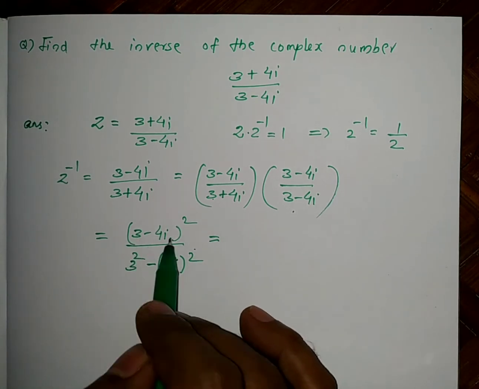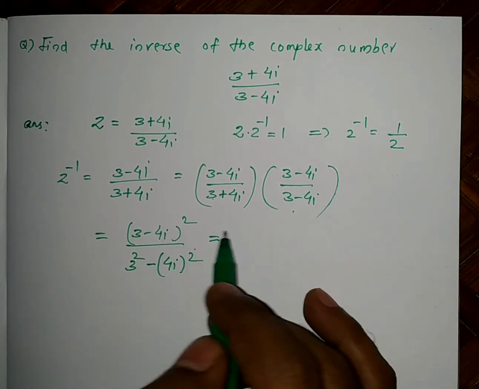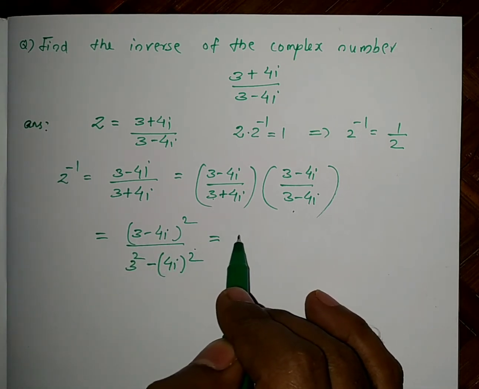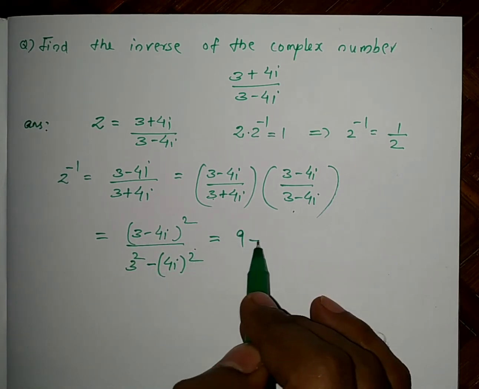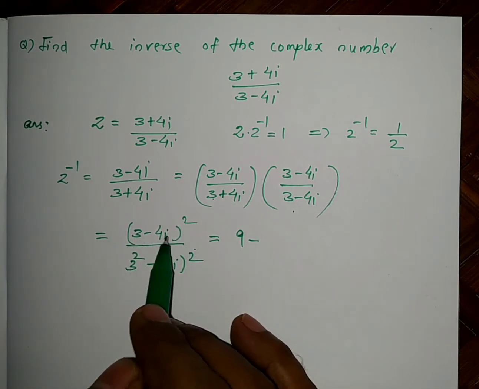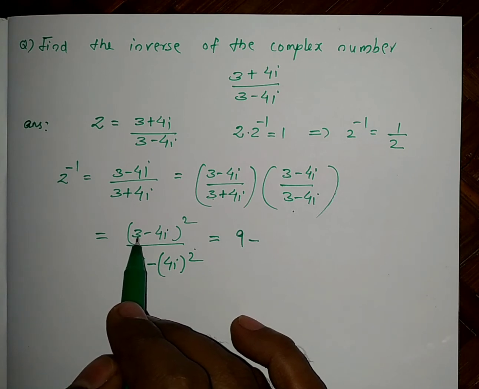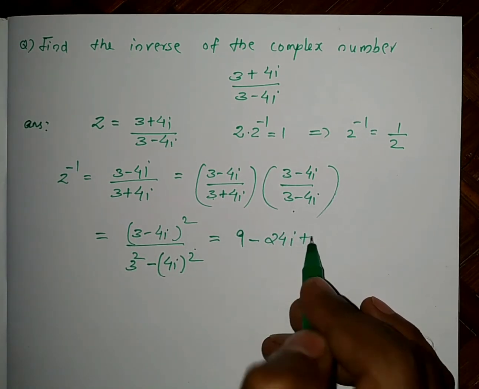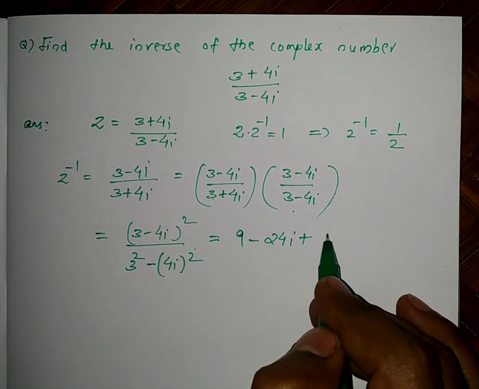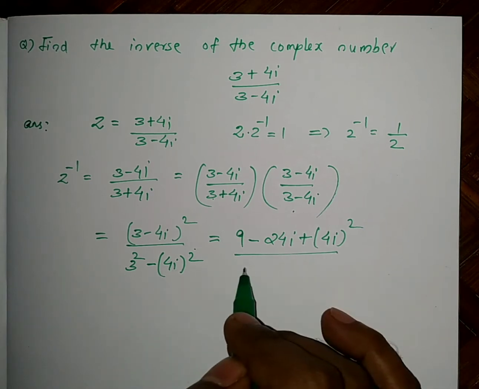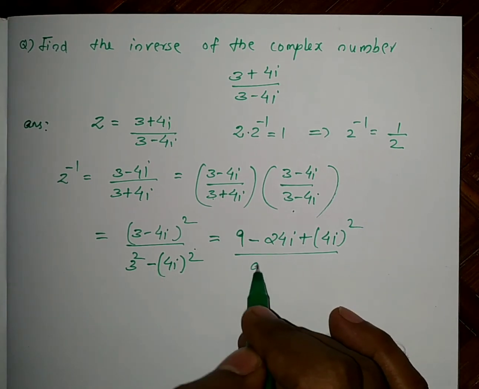Now, (a minus b) the whole square expands to a square minus 2ab plus b square. a square is 3 square, that is 9. Then minus 2 into a into b, so 2 into 3 into 4i. 2 into 3 is 6, and 6 into 4 is 24, so it is 24i. Plus b square, which is (4i) square, divided by 3 square, which is 9.